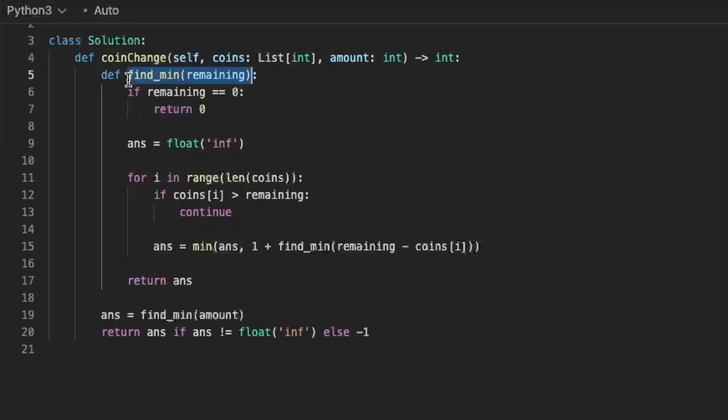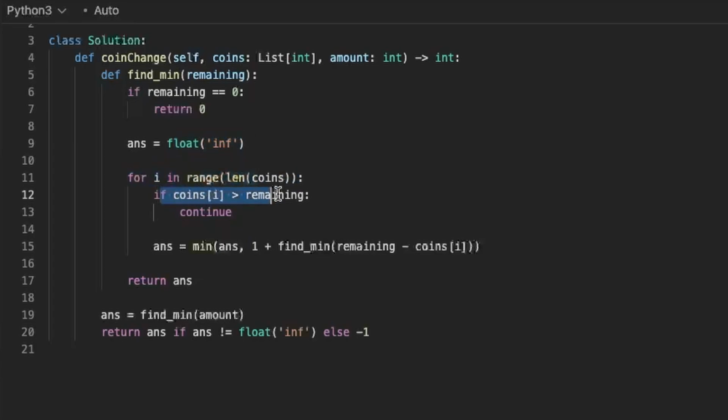So we're going to create this function, and our base case here is that if we ever get to a remaining of 0, this means that we found a valid configuration of coins that we can use. So here we're just going to return 0. Then we're going to keep track of our answer, and it starts at float infinity. And this is because we want to keep track of the minimum. So we're going to start with a very high value, and then as we find valid configurations, we're going to update our answer. So we're going to go through all of our coins.